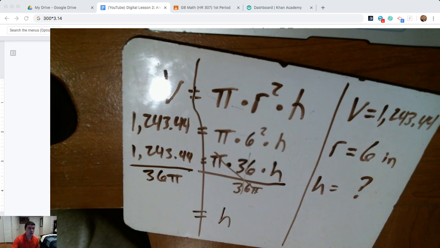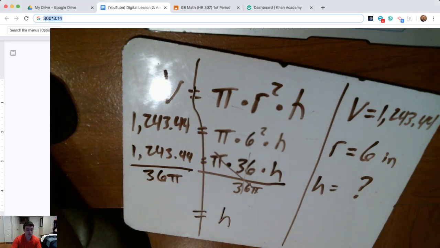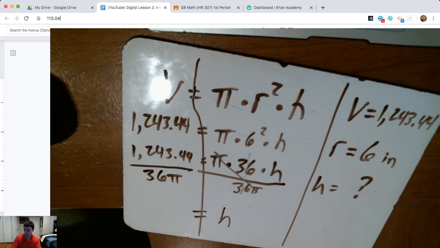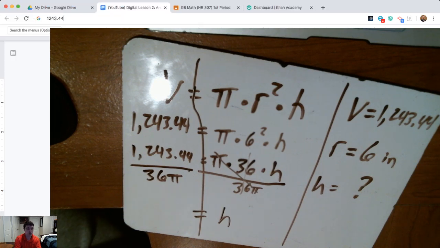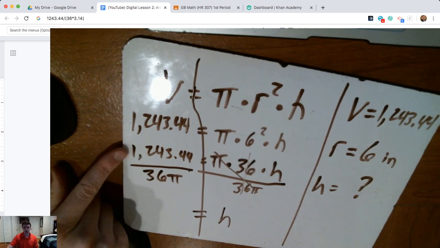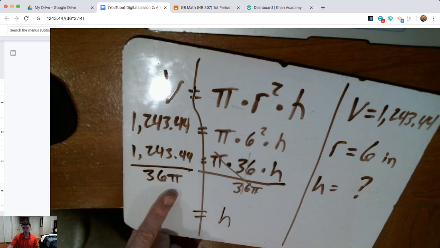And I should know at this point that I'm doing 36 times pi, or 36 times 3.14, which would really be 113.04. So I'm going to take 1243.44 and divide it. If I want to do 36 times pi, make sure that that's inside parentheses if you're using a calculator like this from Google. When I take 1243.44 and divide it by 36 pi, I end up with 11.